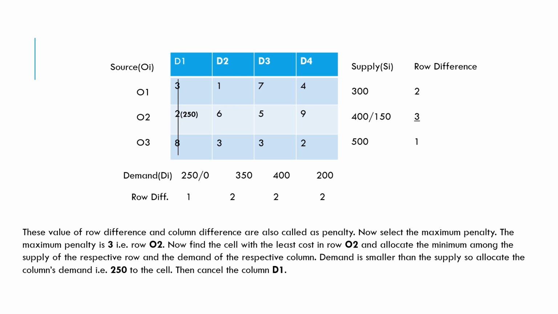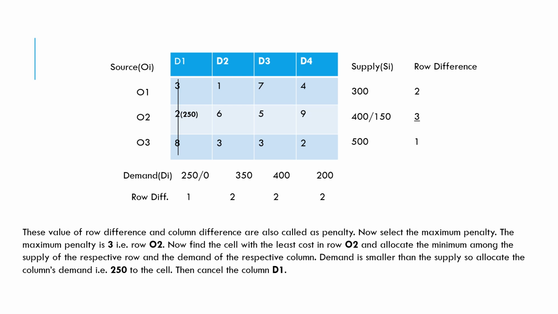Next step is to find maximum penalty. The values of row differences and column differences are also called penalty. Here maximum penalty is the 3 from row 2. Now find the cell with the least cost in row 2 and allocate the minimum among the supply of the respective row and the demand of the respective column.